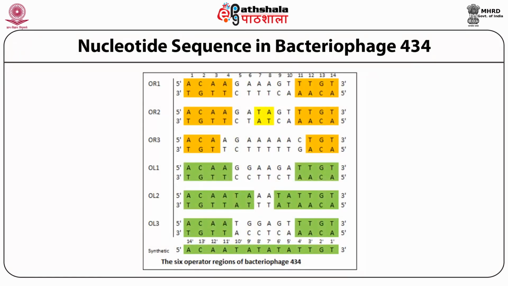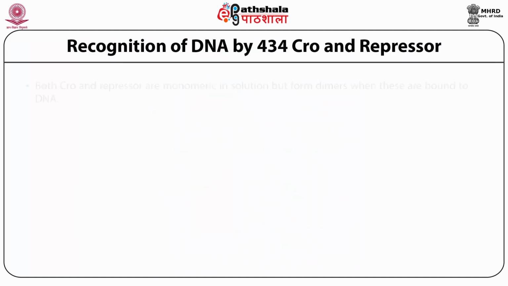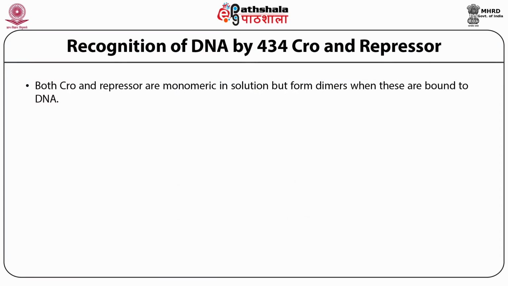Nucleotide sequence in bacteriophage 434 in OR1, OR2, OR3 and OL1, OL2, OL3 is shown in this figure. Both Cro and repressor are monomeric in solution but form dimers when these are bound to DNA.